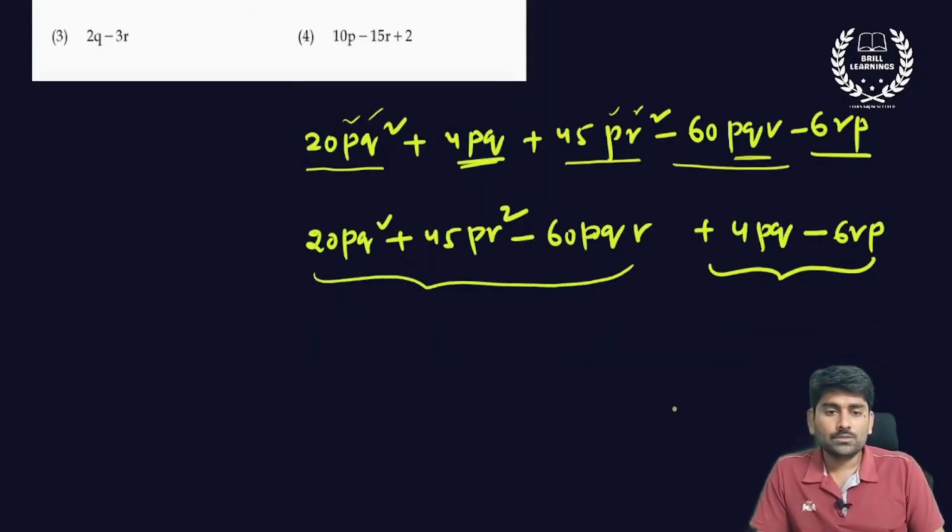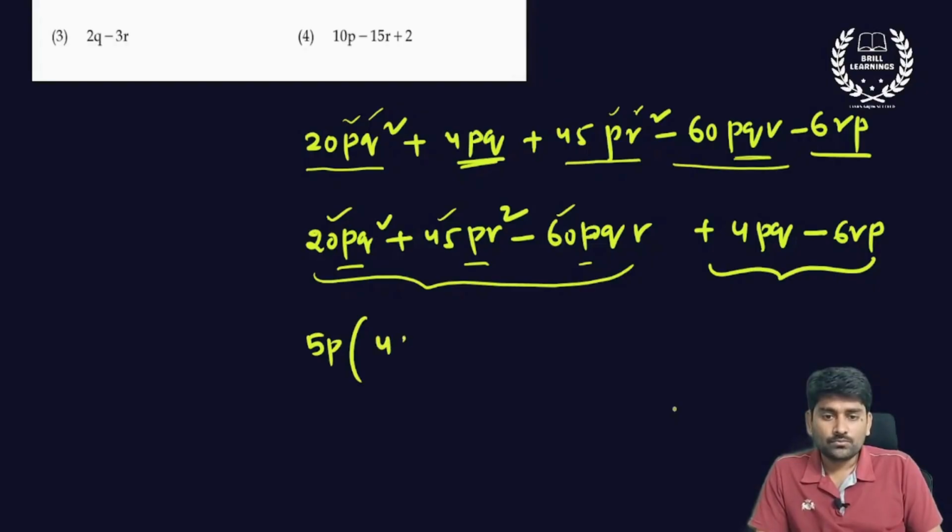Now simplify this only. What can you take common out of these three values? All are multiples of 5, and in all terms we have p. That is why 5p can be taken out from these three values. So 4q square here, and 9r square, minus 12 qr is here.